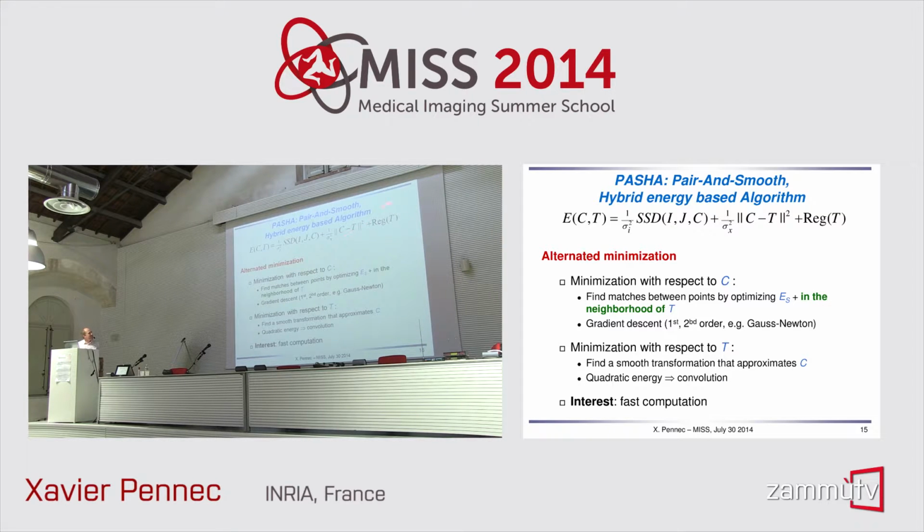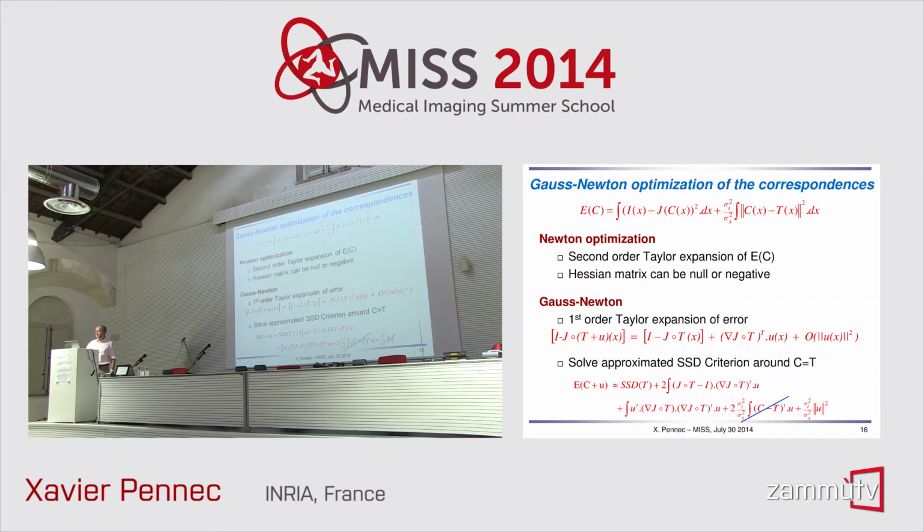So here, one of the ideas is that if we take some specific type of regularization, which is actually a quadratic energy, then we can have a closed form solution using a convolution. And convolution can be implemented efficiently, so we can have a closed form solution for the regularization. And here is basically the optimization interest of the Demons.